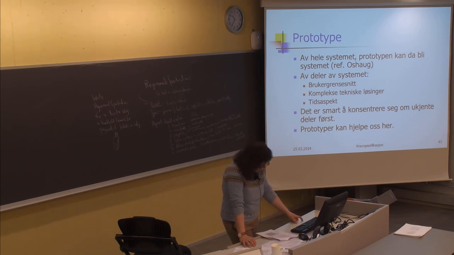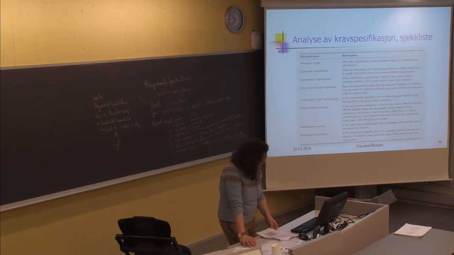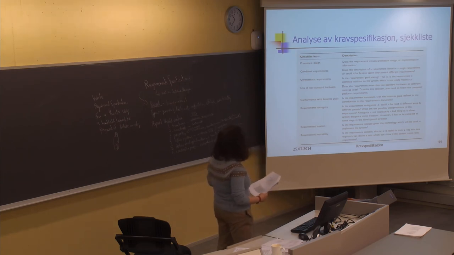And you need to look at different parts of the system, like the user interface, the complete system, and the technical solutions, and then the planning aspect. And you also discuss that the common specification sets you up. And then these are the things that you don't want. You don't want to prematurely design. You don't want to combine requirements, or include unnecessary requirements.